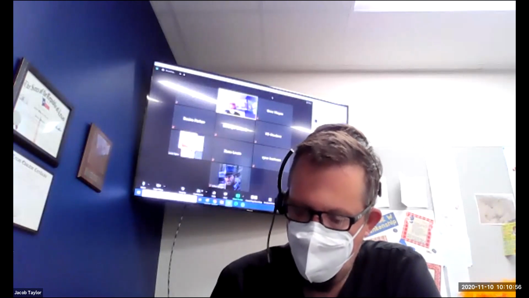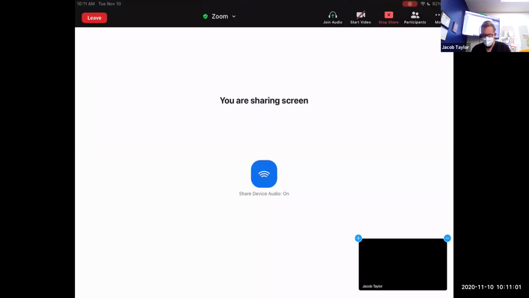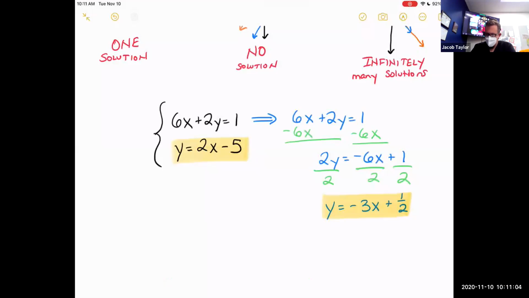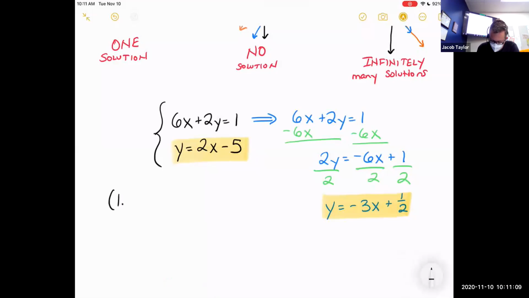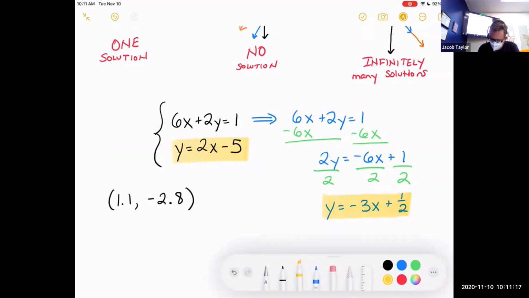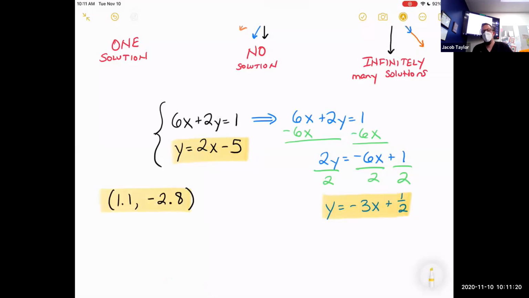So I'm going to go back to my notes here. And my solution is going to be 1.1 and negative 2.8. That's where the two lines intersect. There would be no reasonable way for me to get this without using a graphing calculator or Desmos. No reasonable way for me to get it by graphing.